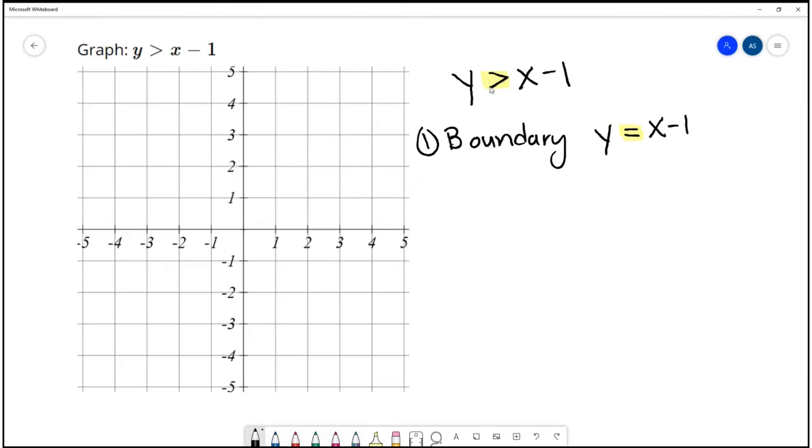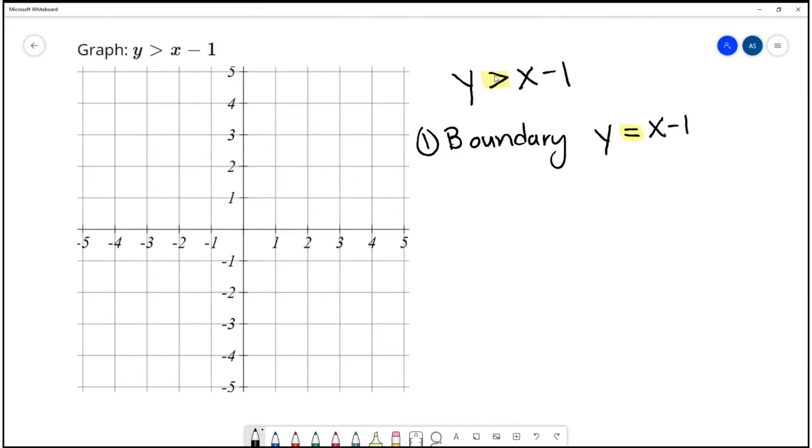When we have a greater than or a less than inequality, we're going to use a dashed line. And that's because the boundary line will not be a part of the solution set in that case. So the dashed line indicates that that boundary line is not part of the solution set.